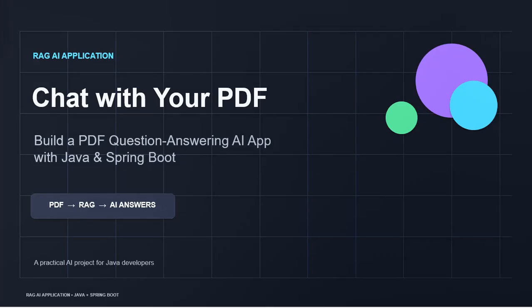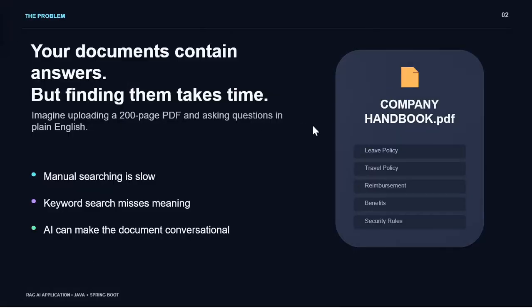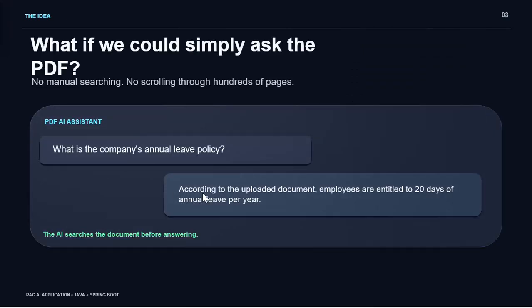Today we are going to build a simple but powerful AI application using Java and Spring Boot. We will upload a PDF document and then we will be able to ask questions about that PDF. For example, I can upload a company handbook.pdf file and ask what is leave policy. Based on our PDF file content, it will retrieve the response. So the AI will search the PDF and provide an answer based on the document's content.